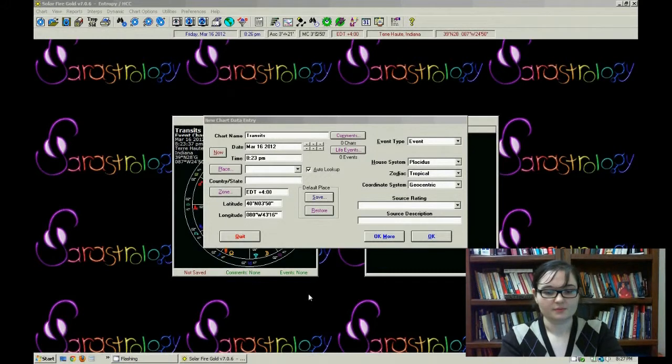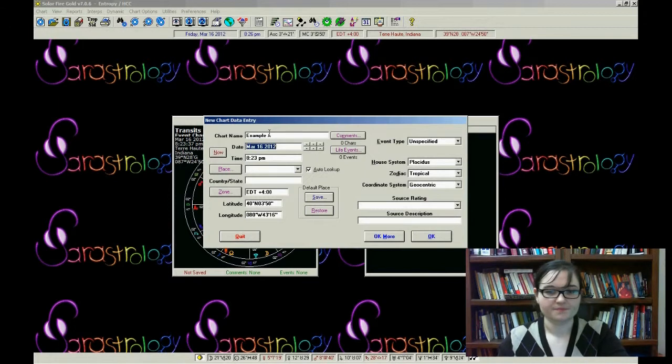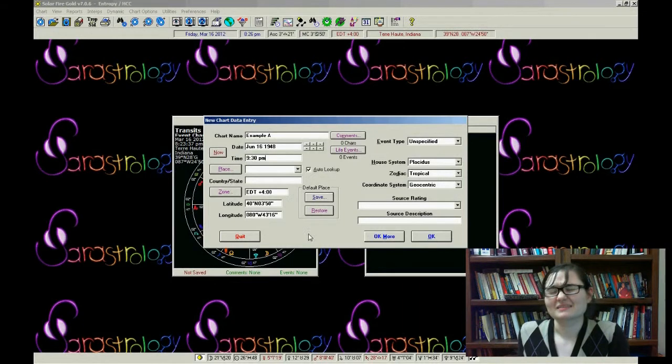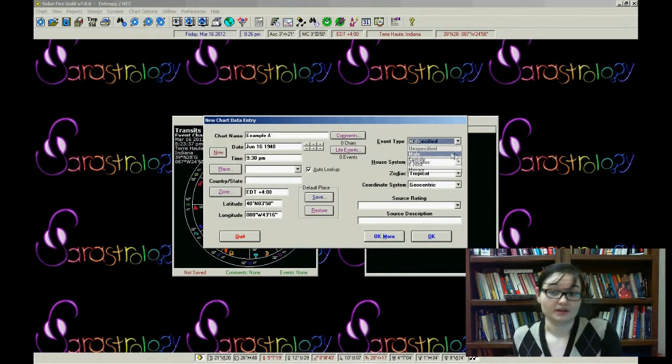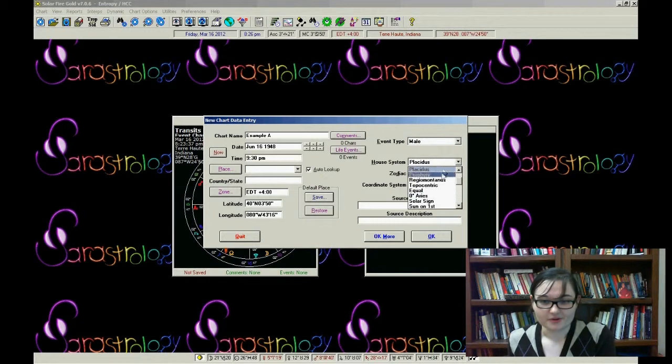So I'm going to basically start with making a chart for someone, and I'm just going to call this person example A. And this is a real person, and his birthday was June 16th, 1948, and his approximate time is about 9:30 p.m. And as long as it's within maybe 2 hours of what it is, that can work for your approximate time.